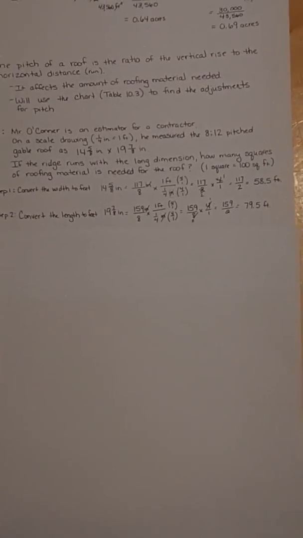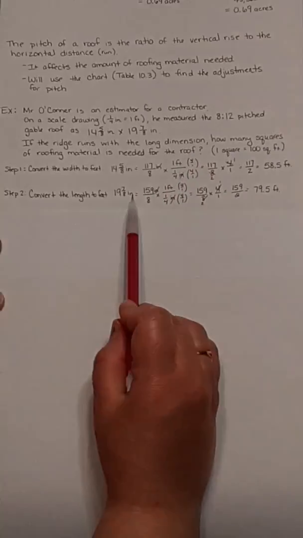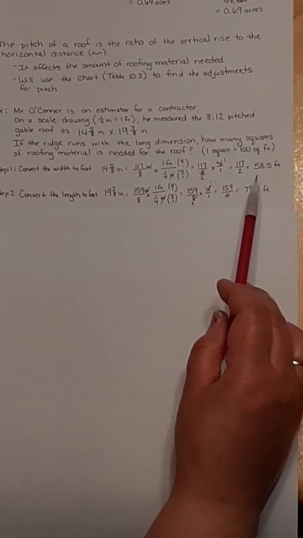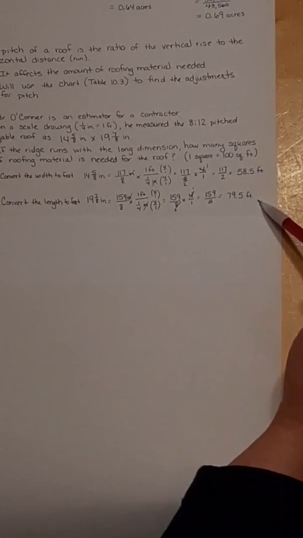Then I'm going to do the same for the length now. If you notice, it goes width times the length. So I knew my second measurement here had to deal with the length. Convert it just like I did up here. And once you do the math, you find that you get 79.5 feet.